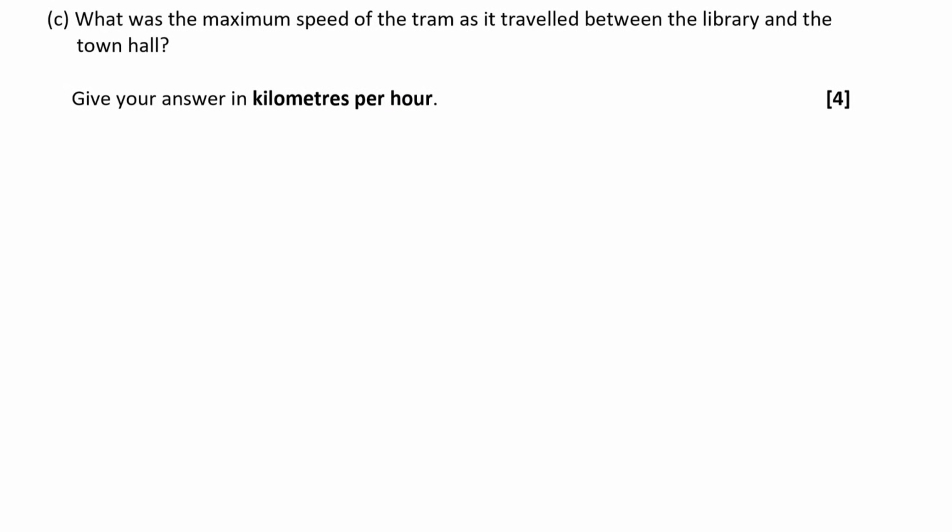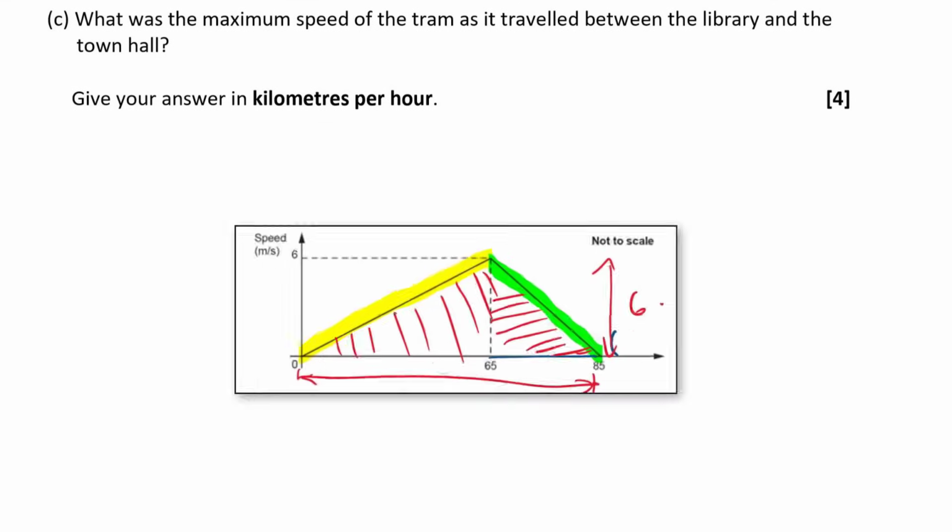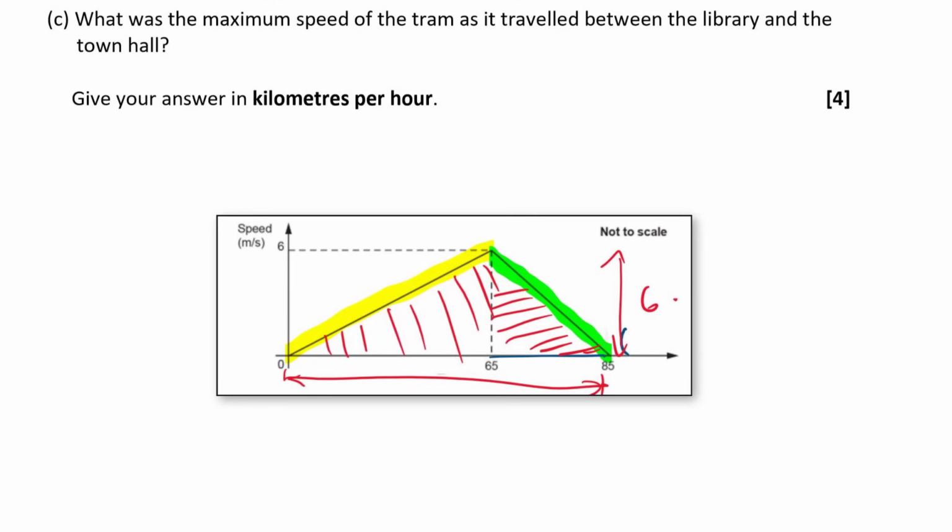Part C says, what was the maximum speed of the tram as it travelled between the library and the town hall? Give your answers in kilometers per hour. Okay, so let's have another look at the graph. You can see from the graph its maximum speed is going to be that tip point on the graph, the highest point on the graph, isn't it? And we're already told what that is. That's 6 meters per second. So this question is just really about conversion, isn't it? We need to convert that 6 meters per second into kilometers per hour.